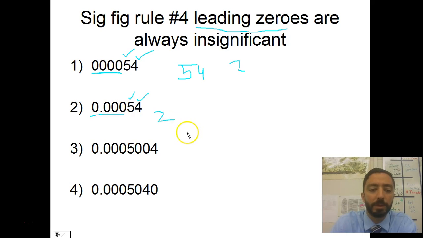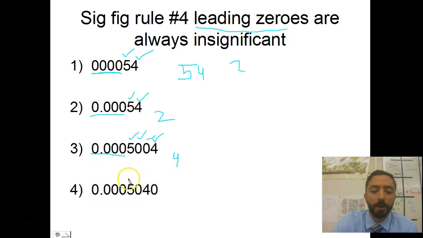So we have 2 digits. What about number 3? In number 3, I've got non-zero, non-zero, both significant. Check it out, we've got some zeros between them, so these are sandwich rule significant. These ones are to the left of my non-zero, in which case being the 5. They don't count as significant digits, so this one would have 4 sig figs in it.